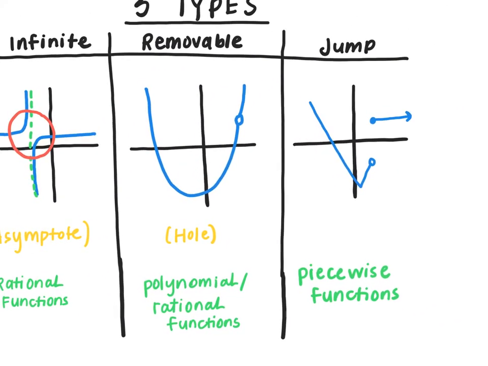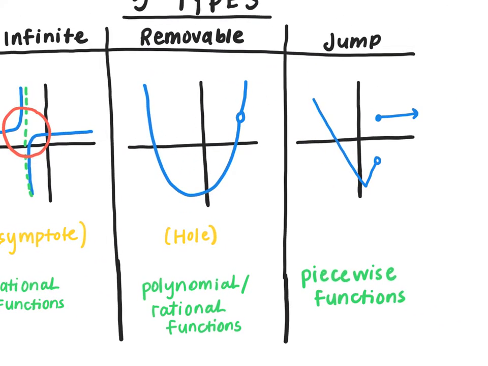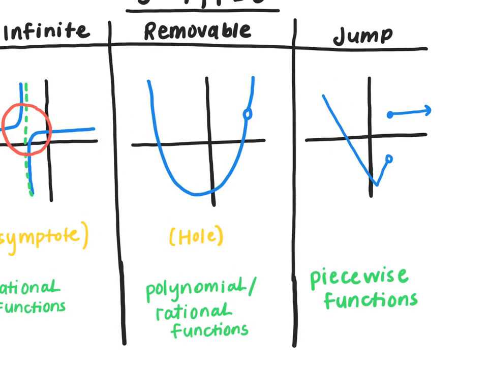Now the second type is removable. Removable is when we have a hole. We see this most with polynomial and rational functions. And y'all, on my graph, when I use my calculator, that doesn't show up. It's just going to look like a straight line.